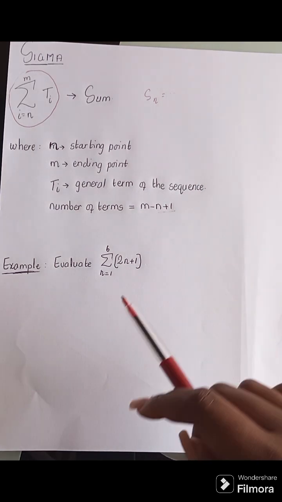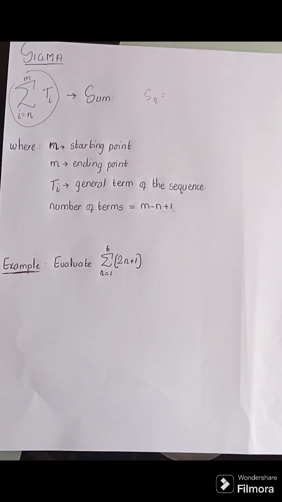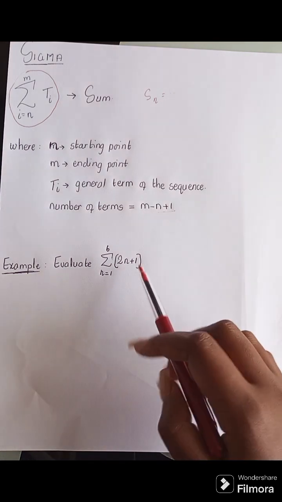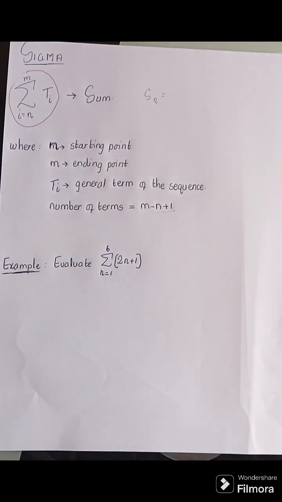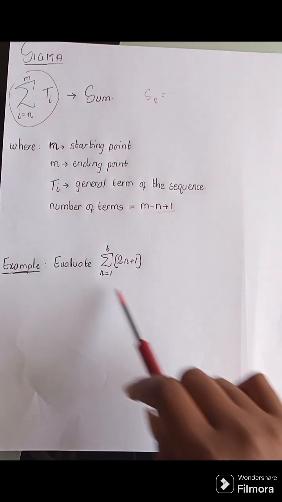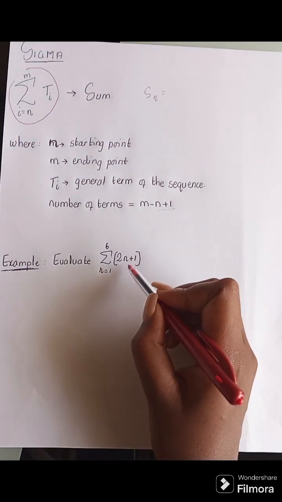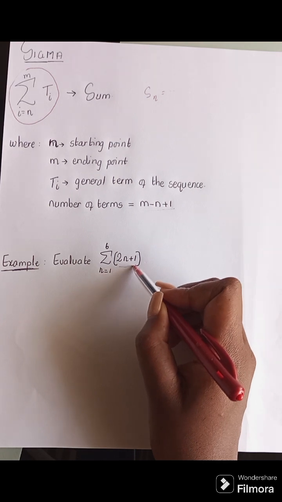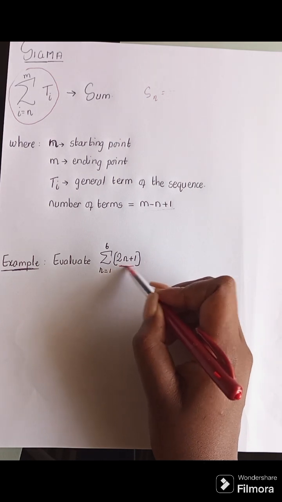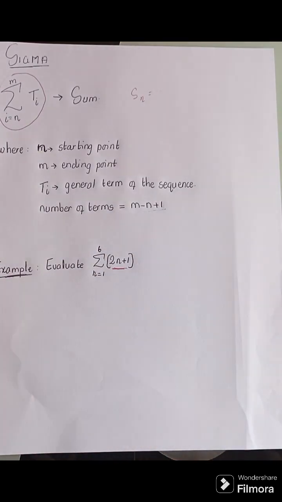So when they give you sigma and they say evaluate, what they are simply saying to you is: what is the sum of these? Remember, sigma means sum. They just want to know what this is equal to. Okay, so step number 1, look at this formula, the formula that you have here. Check whether it is geometric or arithmetic.